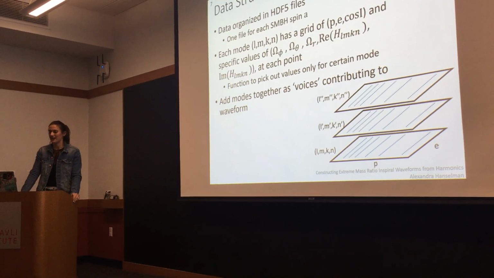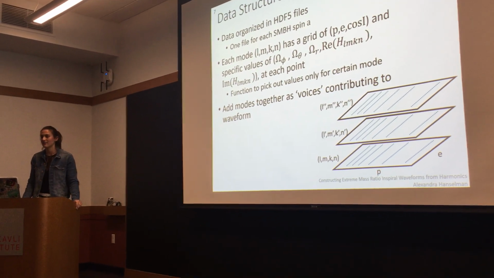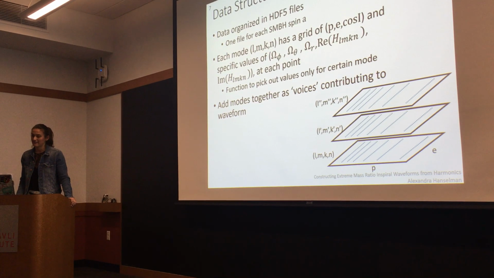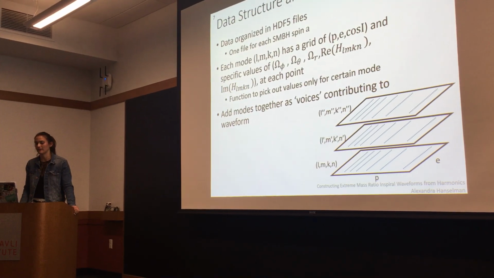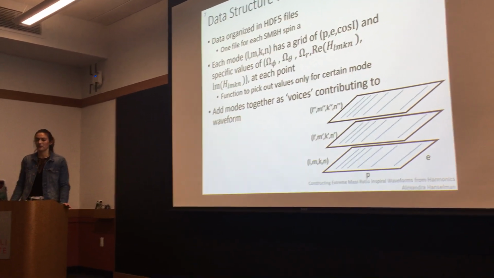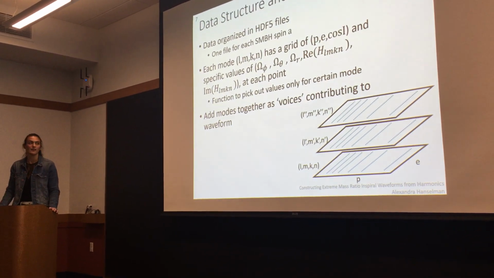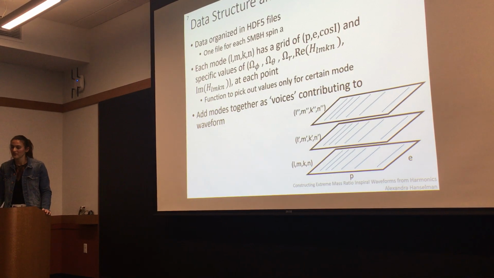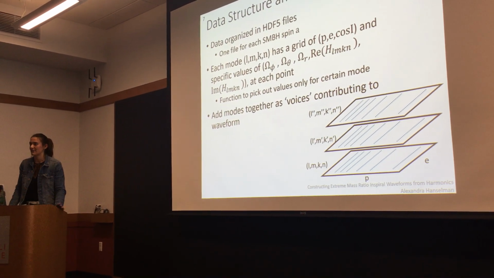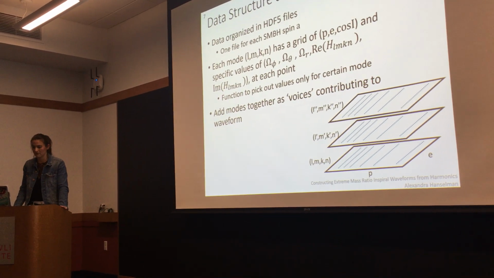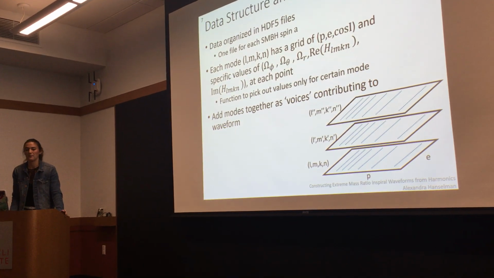And then talking a little bit about our data, we get the values for the complex amplitude and the orbital frequencies in large HDF5 files, which are binary files because there are so many data points in our grid. And we have one file for each supermassive black hole spin A. And A is from 0 to 1.